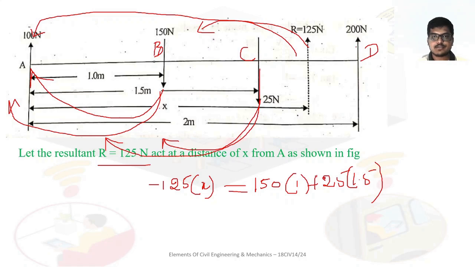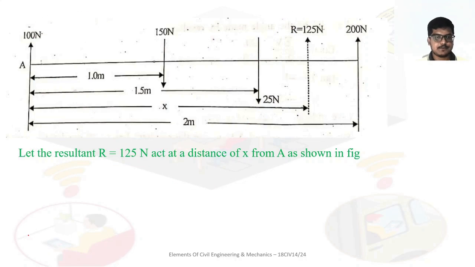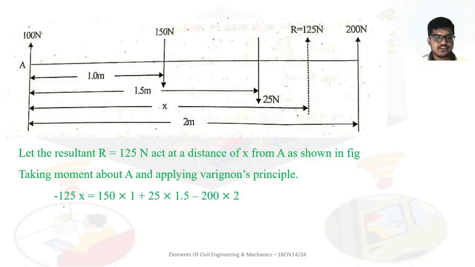Next, D: see the arrow mark, it will make an anti-clockwise moment. So minus D into 2, that is 200 into 2. So taking moment about A and applying Varignon's theorem: minus 125x equals 150 into 1, positive as I already told you for clockwise moment, plus 25 into 1.5 clockwise, minus 200 into 2, anti-clockwise direction. When we solve this, minus 125x is equal to minus 212.5.